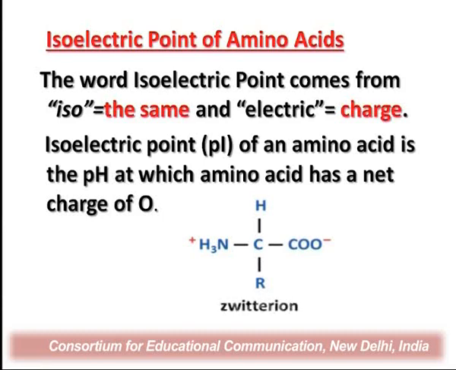That is, if it is having a positive charge, it will have one positive and one negative. So this is what we've shown here: in this case, the ammonium group has a +1 charge and the carboxylate group has a -1 charge. They cancel out each other and the net charge is 0. So the isoelectric point is that pH at which the amino acid will exist as a zwitterion.